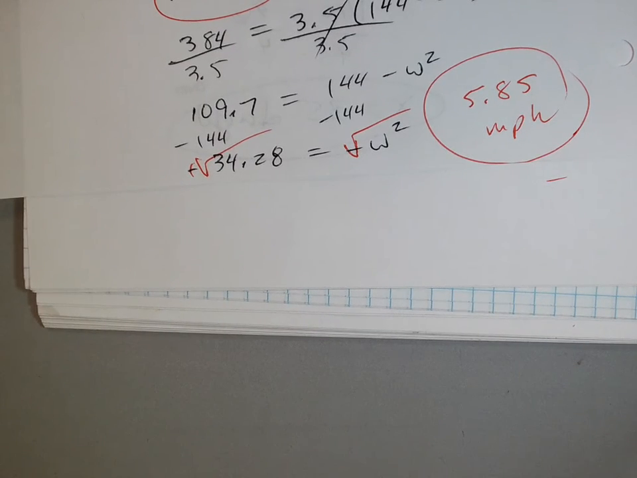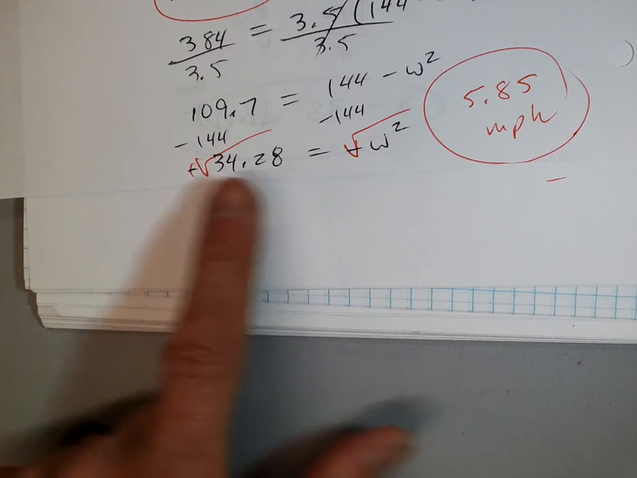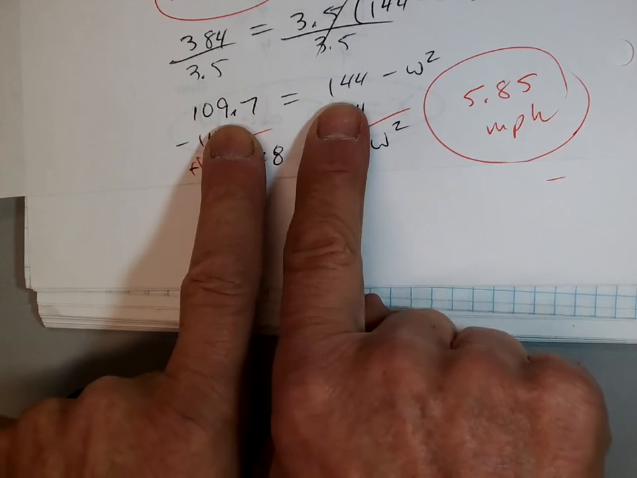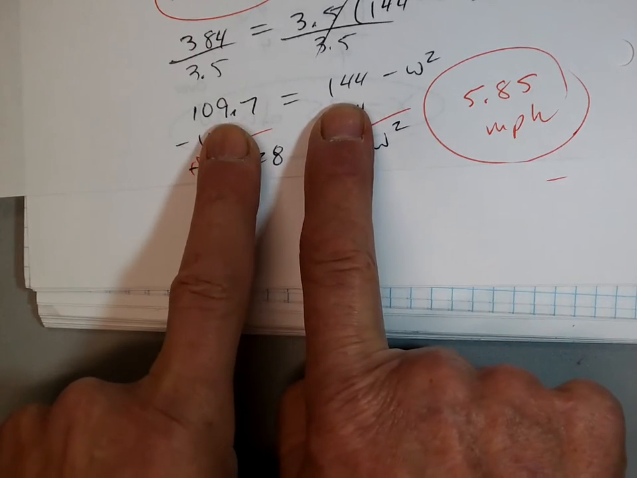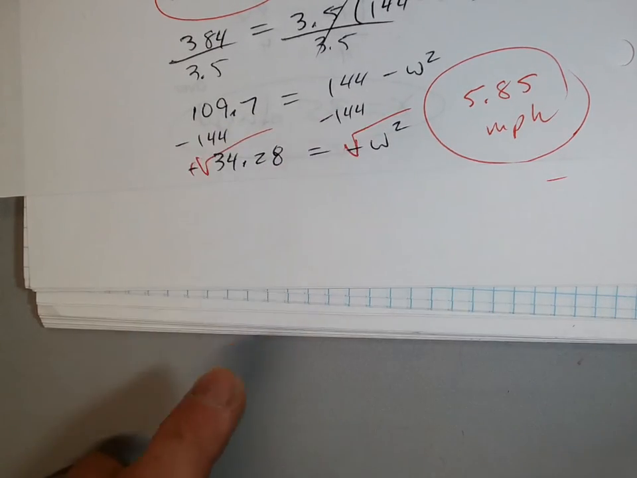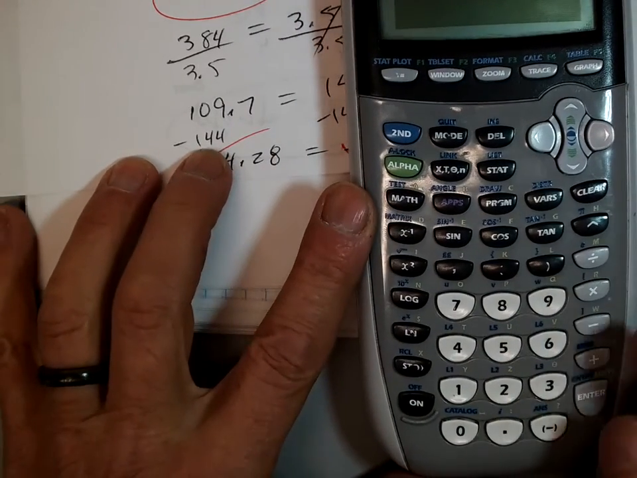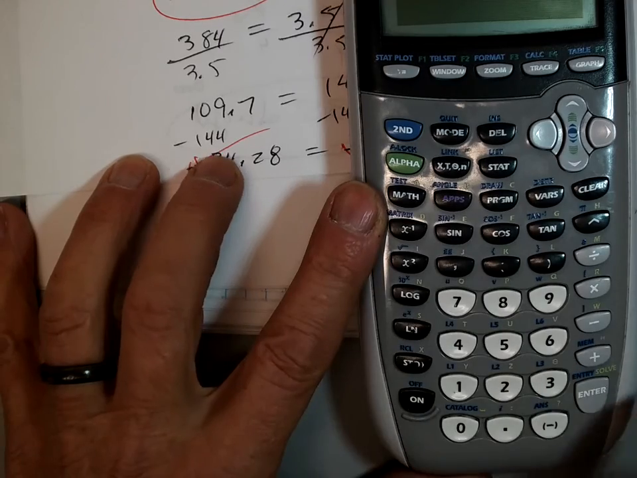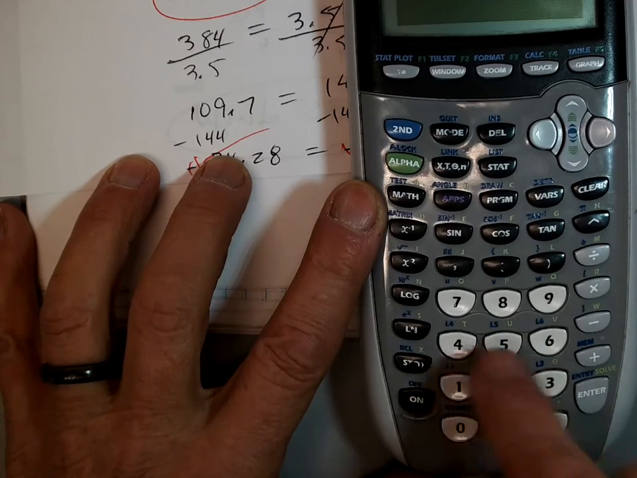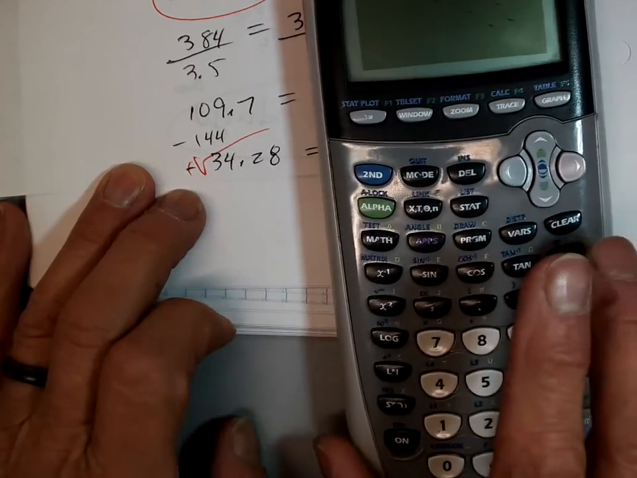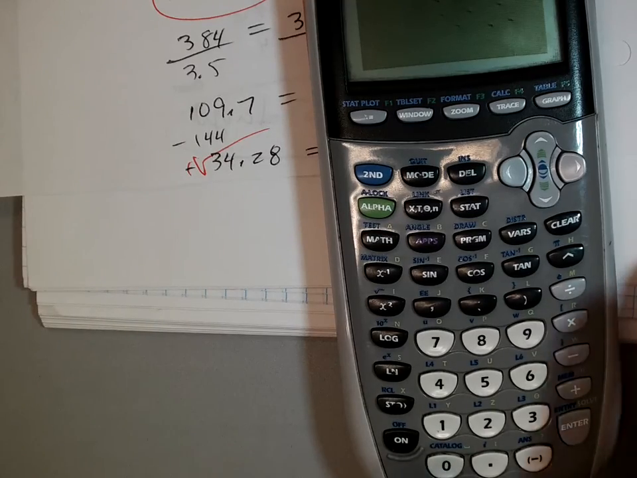How did you get 34.28? Oh, I just subtracted. So right here, okay, Seth? Wouldn't it be negative 34.3? I don't know. 109, maybe. If I made a mistake, then good for you for catching Mr. Davies' dumb mistakes. Minus 144. I got 34.28. I did. And then square root, okay?